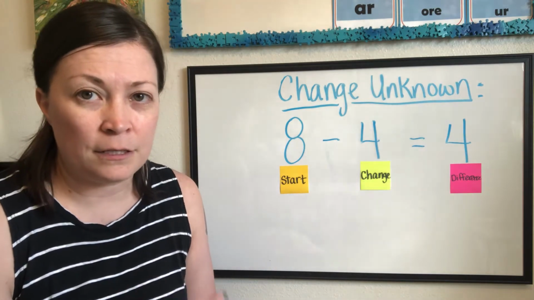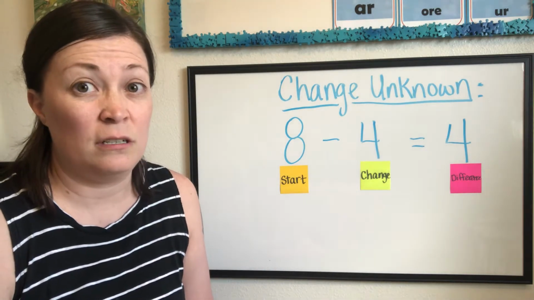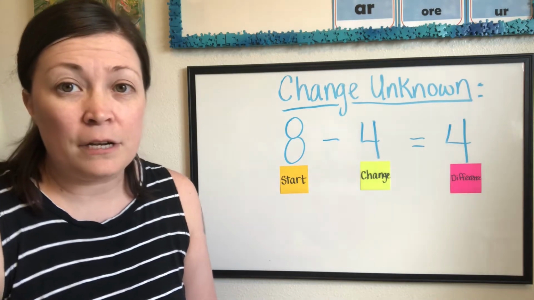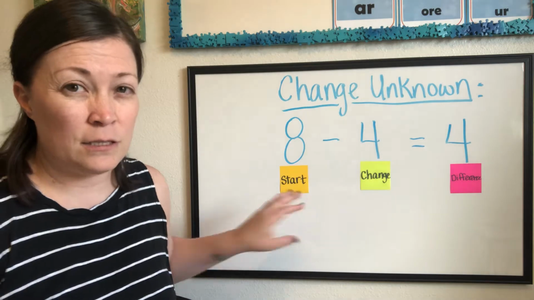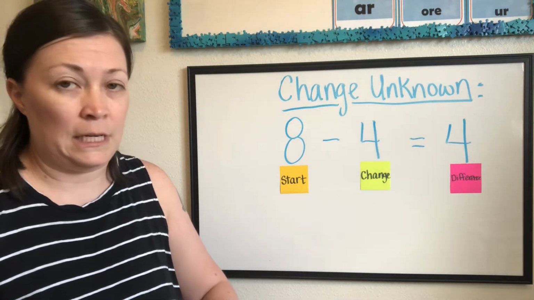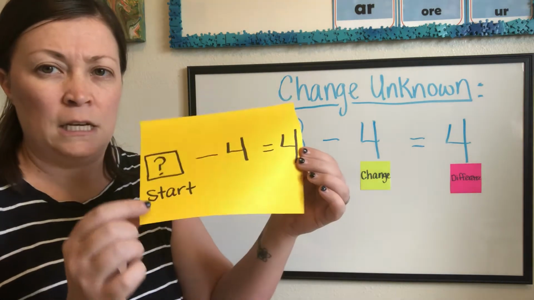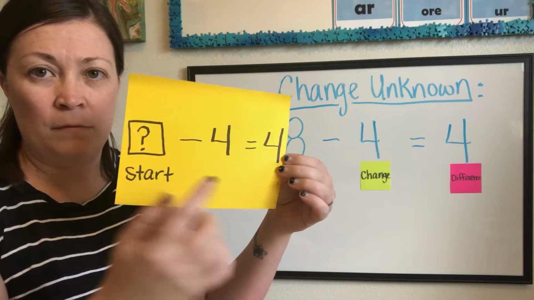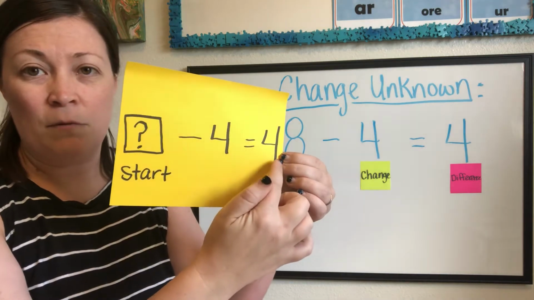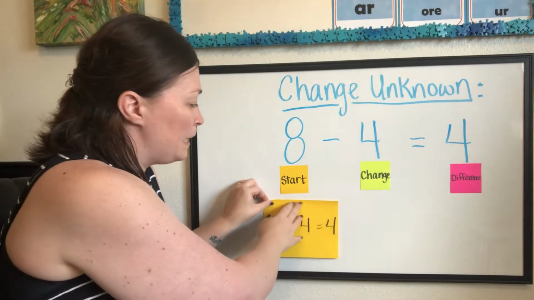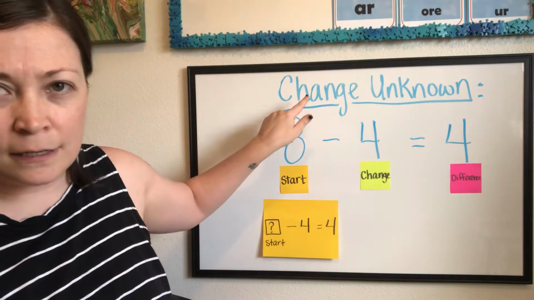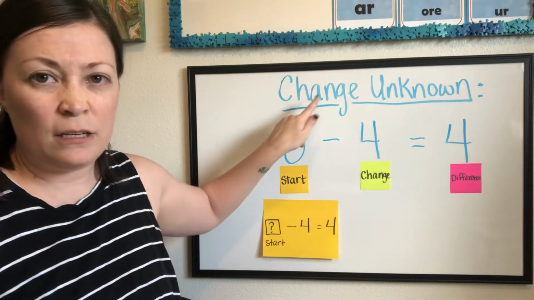So to start us out today, we're going to be doing some change unknown problems. So let's remind ourselves, what does change unknown mean? In every equation we have a starting number, and sometimes that starting number might be the one that is missing, and that would look like this. We don't know what we started with, we know what the change is, and we know what the difference is. So we'll put that right here. But I didn't say start unknown, we're doing change unknown.